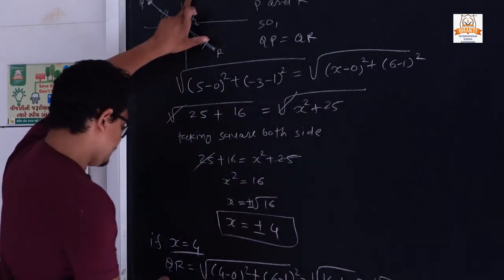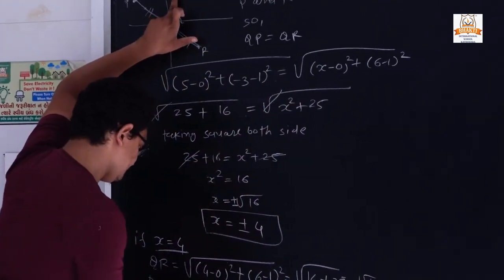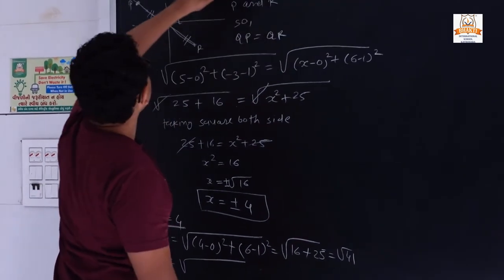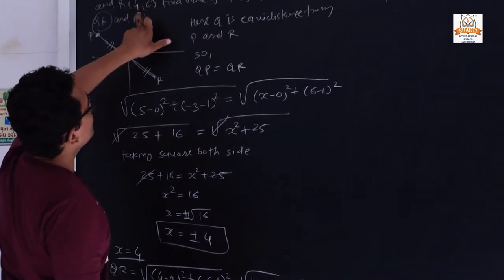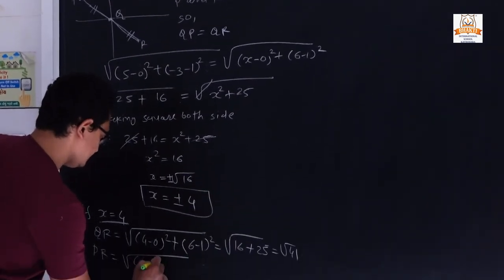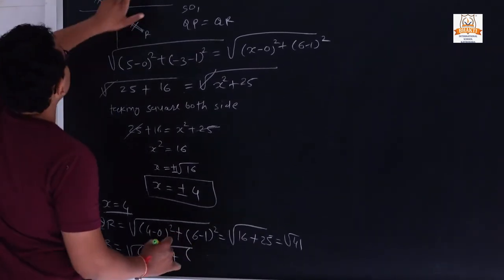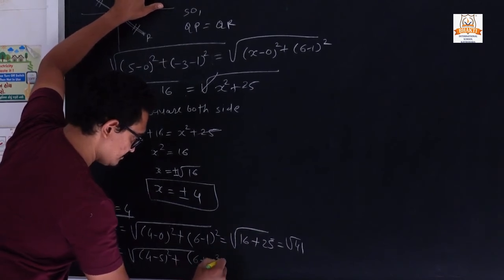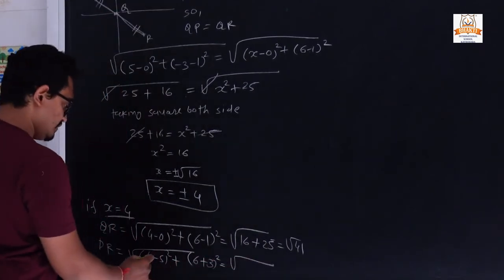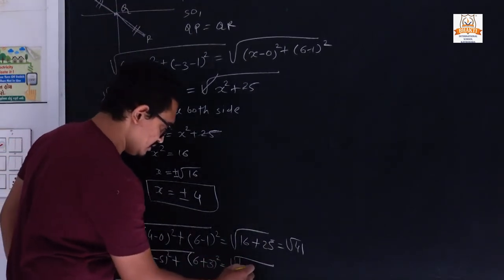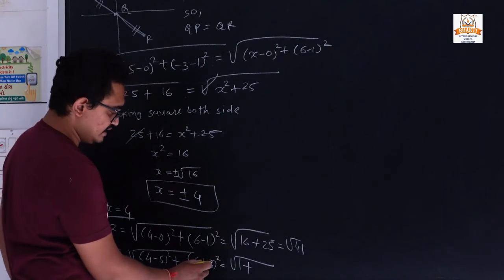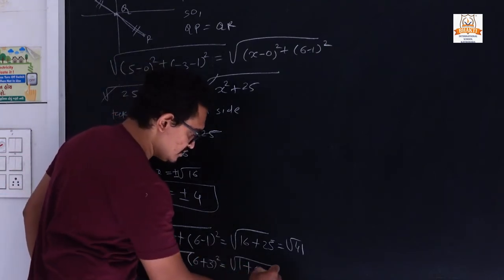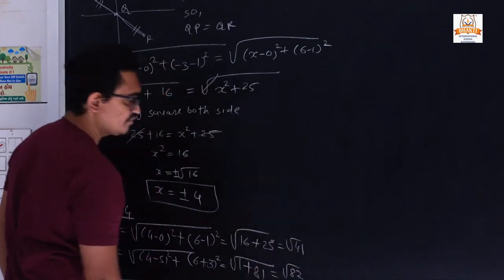Now we can also find for PR. There is P and R. So 4 minus 5 whole square plus 6 minus, here minus 1, so it is plus 1, 6 plus 3, 9 whole square is 81. So the answer is root 82.